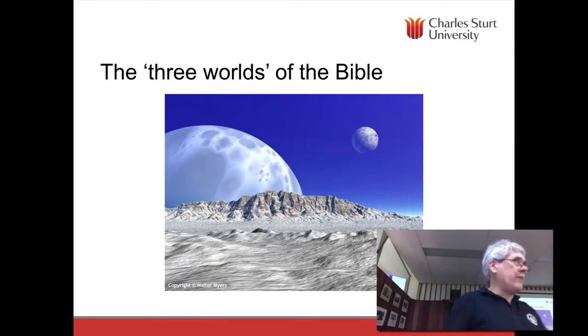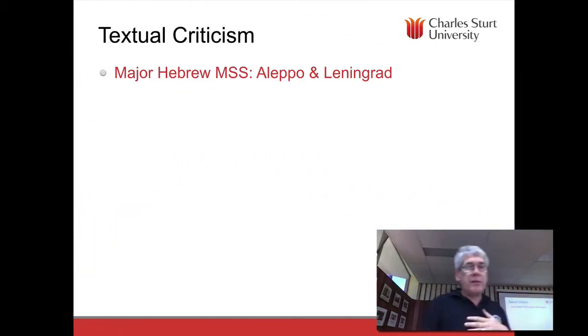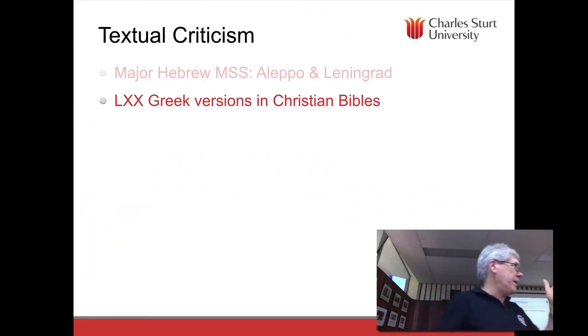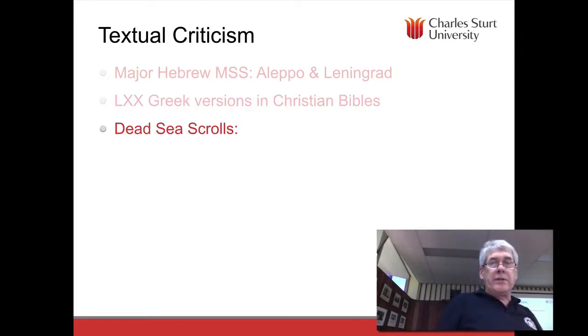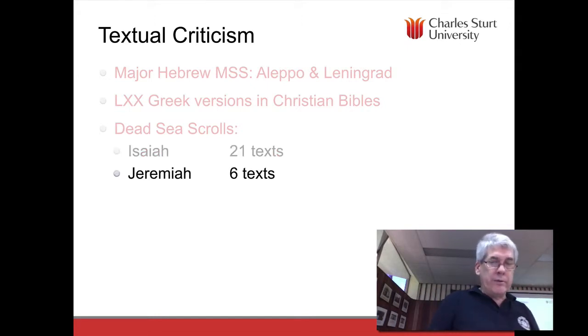Okay, so let's just jump straight back into the same kind of conversation we've been having. So in terms of textual criticism, same thing. We've got our major manuscript witnesses. We have the Septuagint versions, of course, in the Christian Bibles. We have the prophetic texts, which have been preserved in the Dead Sea Scrolls. And as we've seen, Isaiah is one of the most popular biblical manuscripts from the Dead Sea Scrolls.